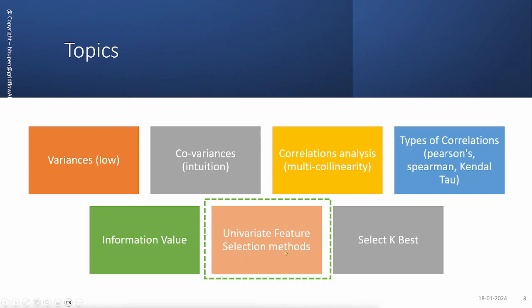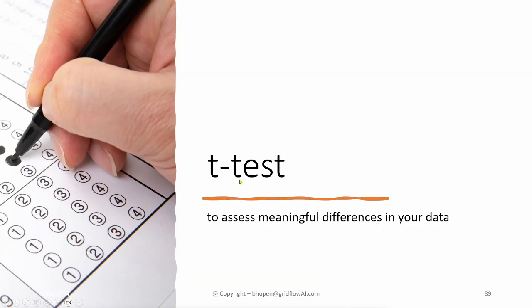In this video, we'll talk about a few of the methods that are popularly used under univariate feature selection, namely t-test, chi-square, ANOVA, and a few more. But we will be covering the first three, which are t-test, ANOVA, and chi-square. Okay, so what is a t-test? It is a statistical method to check if there are differences in your data in terms of mean.